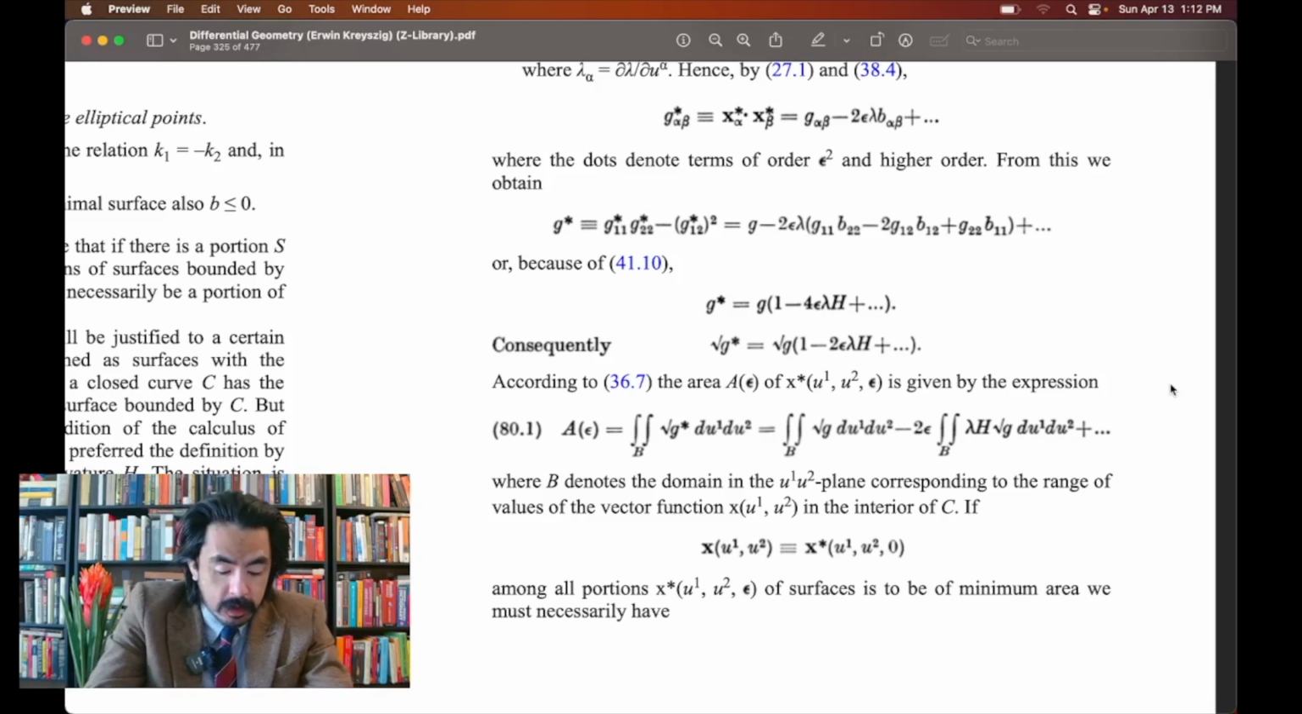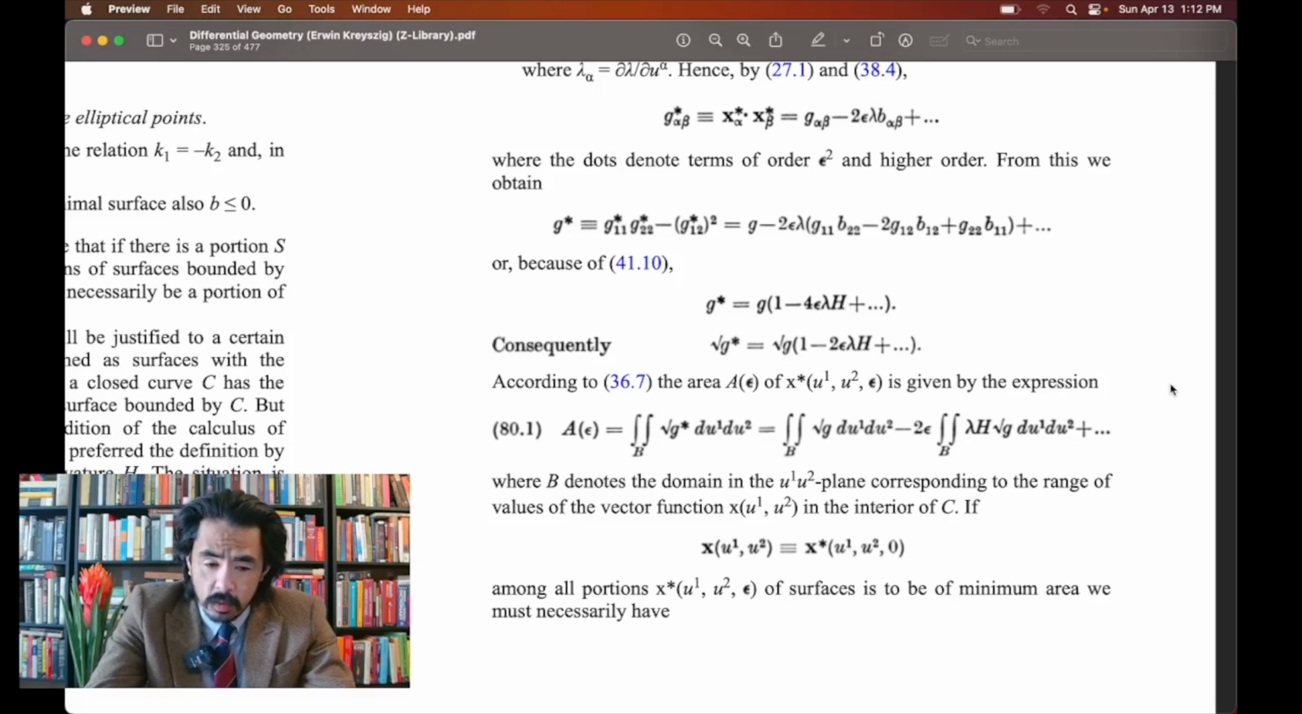So we took that expression for the area of a portion H of a surface, and our domain is B. It's that range of values of the vector function x in the interior of C. That's what the U would have been. And then we just plugged in again the square root of the discriminant of the first fundamental form.